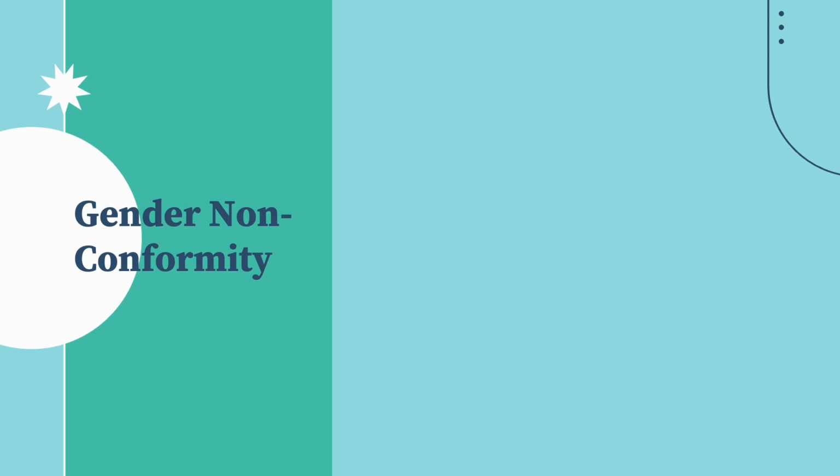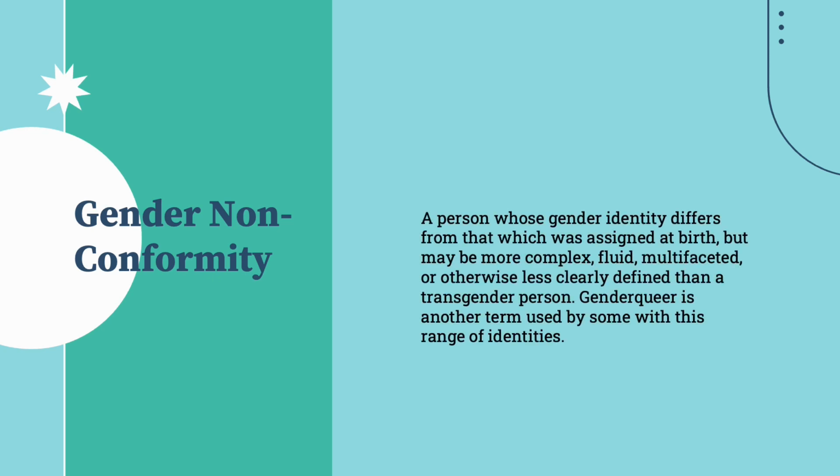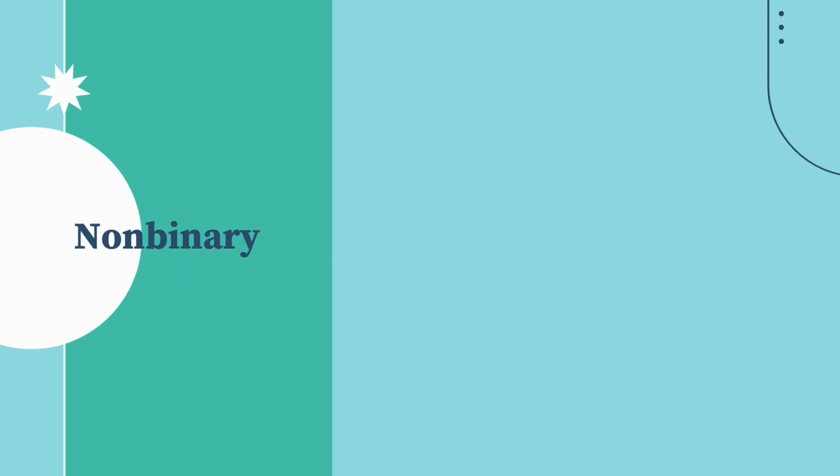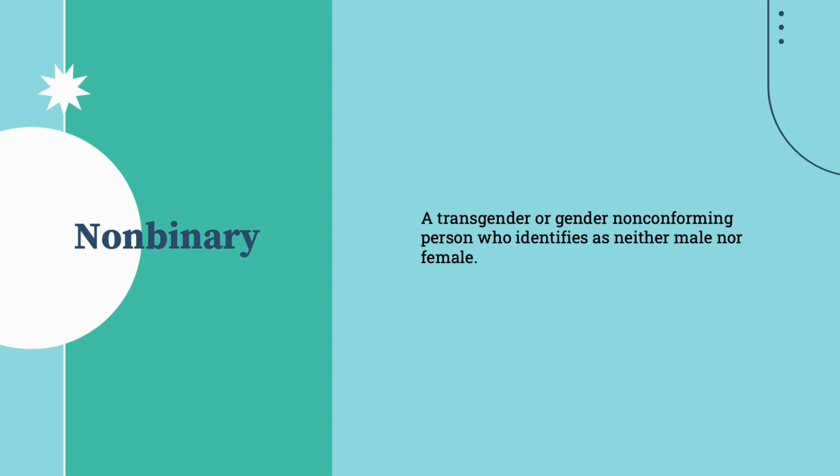Next, we have gender nonconformity, which refers to a person whose gender identity differs from that which was assigned to them at birth, but may be more complex, fluid, or multifaceted, or otherwise less clearly defined than a transgender person. Genderqueer is a term that's often used interchangeably with this. And next we have non-binary. Non-binary is a transgender or gender non-conforming person who identifies as neither male nor female.